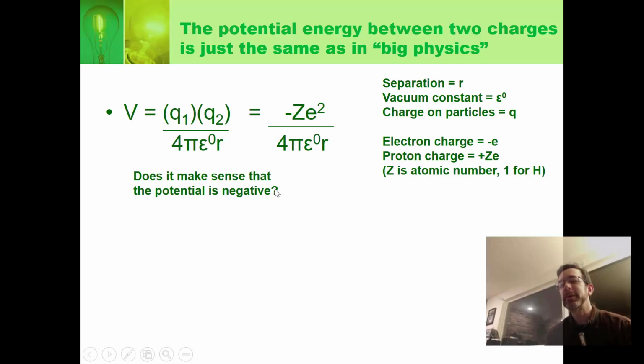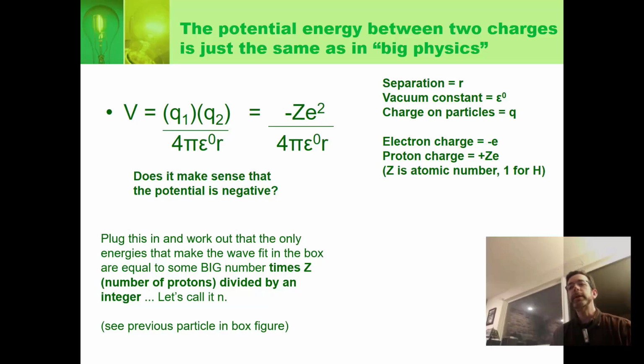But the reason why it makes sense that the potential is negative is that in this case, the electron charge Q1 is negative E, and the proton charge is positive ZE. You multiply those together and you get a negative number, negative ZE squared. A negative energy makes sense because a negative energy is stable, and when you have a plus charge and a minus charge interacting, that's going to be pretty stable.